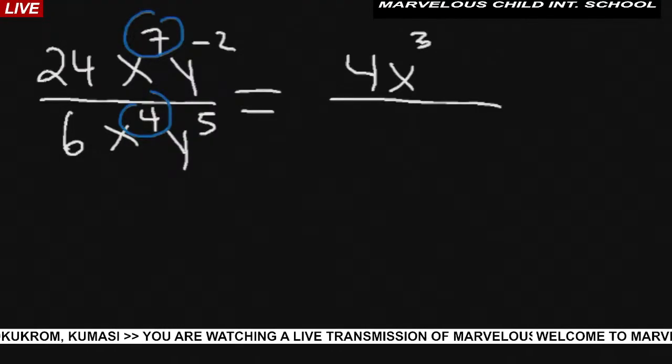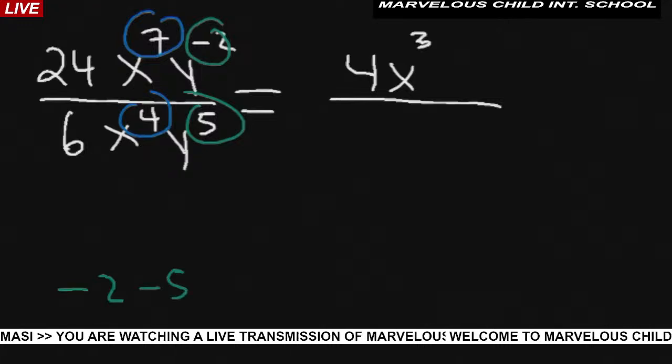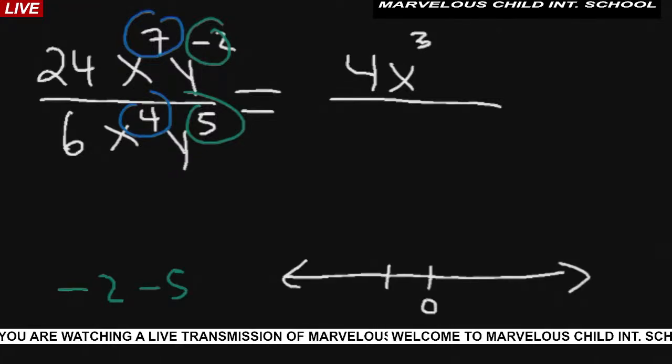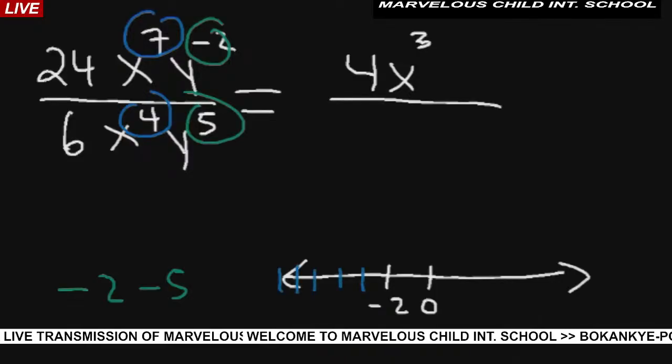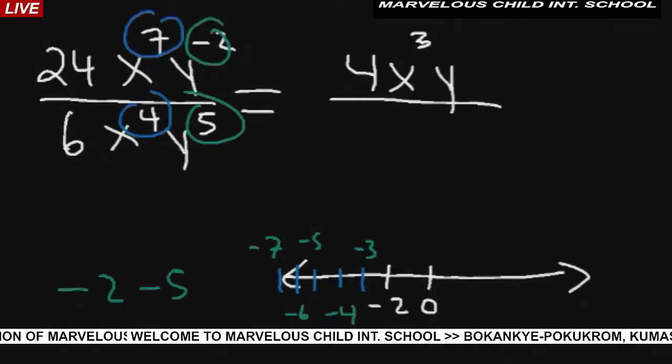Now what about the next one? y to the negative 2 divided by y to the fifth power. So negative 2 minus 5. To subtract it, you can use the number line. So here's 0, here's negative 2. So you need to go 5 units to the left. Whenever you subtract, move to the left of the number line. If you need to add, move to the right. So 1, 2, 3, 4, 5. This is negative 3, negative 4, negative 5, negative 6, negative 7. So negative 2 minus 5 is negative 7. And initially it goes on top.